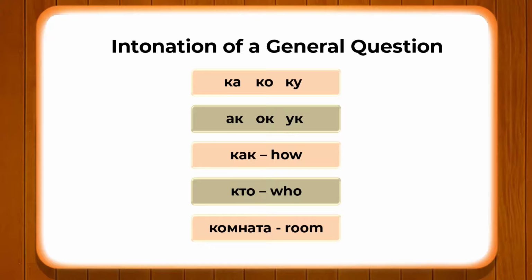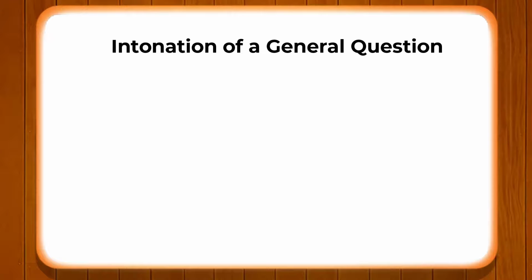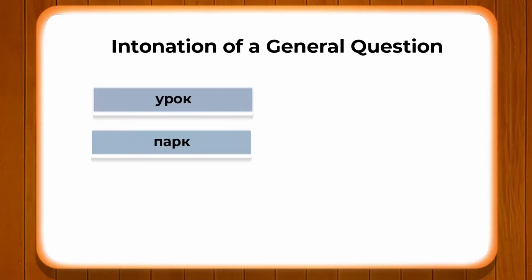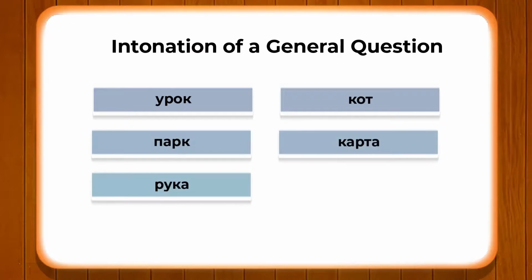Based on these words, you can also make your own simple sentences, interrogative sentences and affirmative sentences. Now, let us go ahead and see some more such examples like urok, park, kot, ruka, karta, akno. Especially in this last word, we have a very different pronunciation.